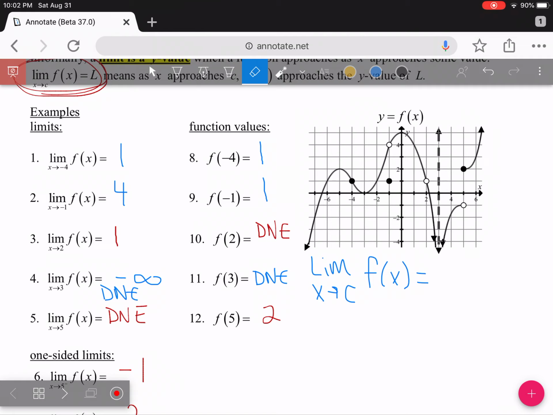Okay, so it makes sense, right? Because if I don't have to lift my pencil up as I approach that limit, I should be able to go right through the function value and keep going to keep it continuous. So a function is considered continuous when the limit and the function value are equal. And we're talking about the limit from both sides as well, because you can see where we have a discontinuity like this, the limit from each side is not equal, therefore the function is not continuous at that point.